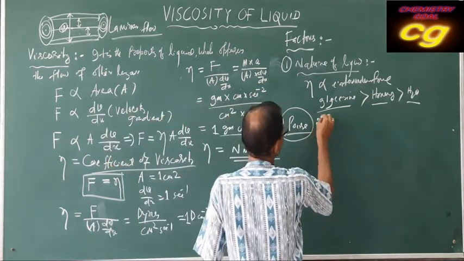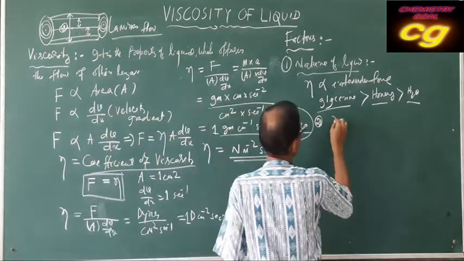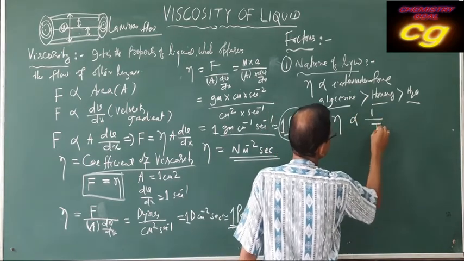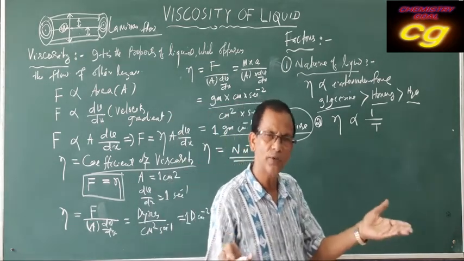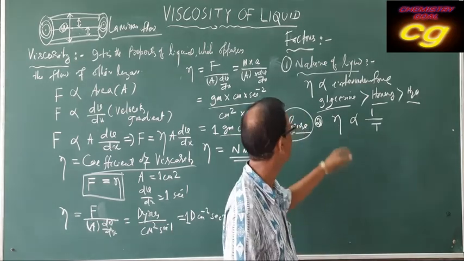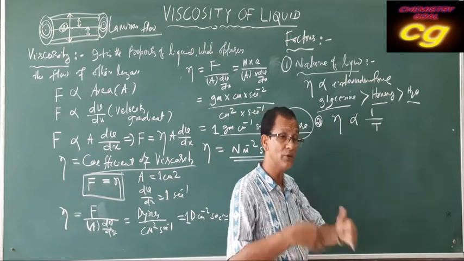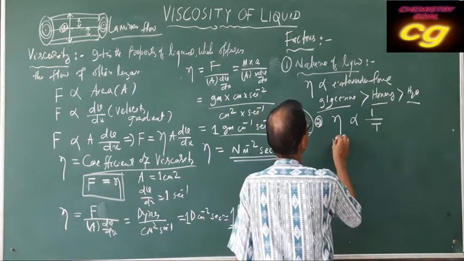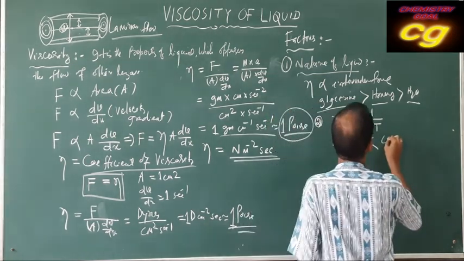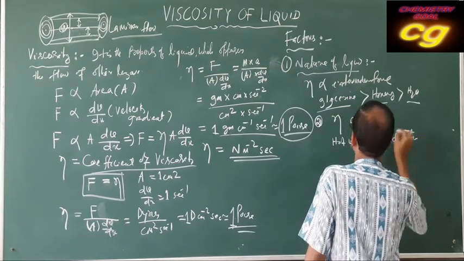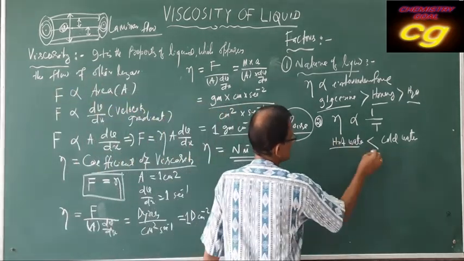Then the second, very important point, is temperature. Eta is inversely proportional to T. If you increase the temperature, intermolecular force will break, and then viscosity will decrease. Viscosity decrease means liquid can easily flow. That's why hot water is less viscous than cold water. Hot water flows easily compared to cold water.